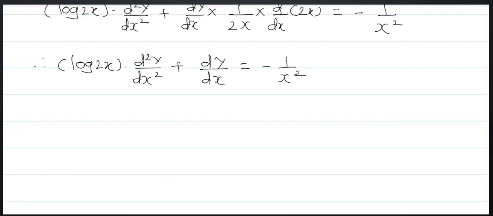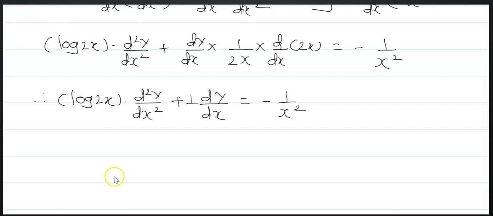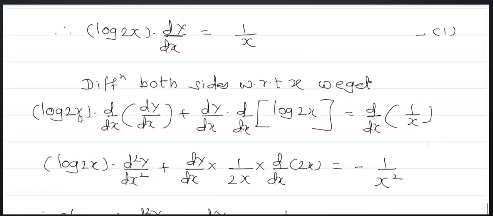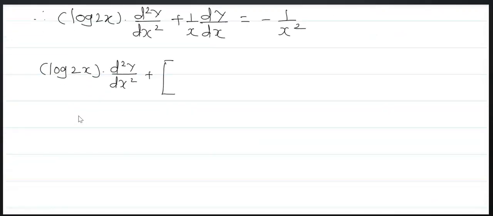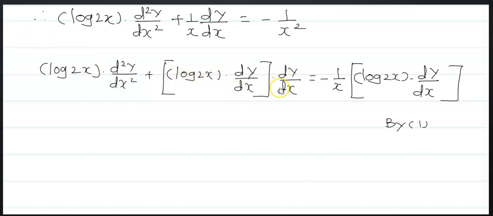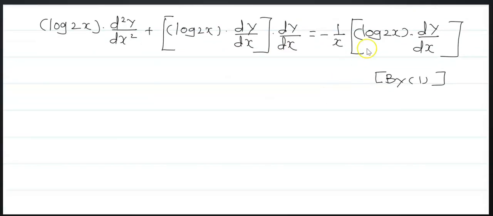I think 1 upon x is remaining here, 1 upon x. Okay. Therefore, log of 2x into d2y/dx square plus dy/dx into 1 upon x is equals to minus 1 upon x square. Again, substitute the value of log of 2x.